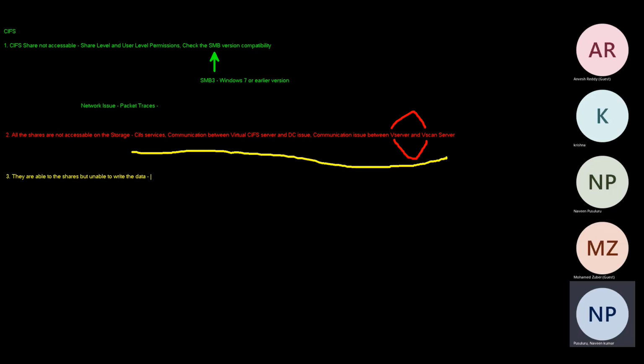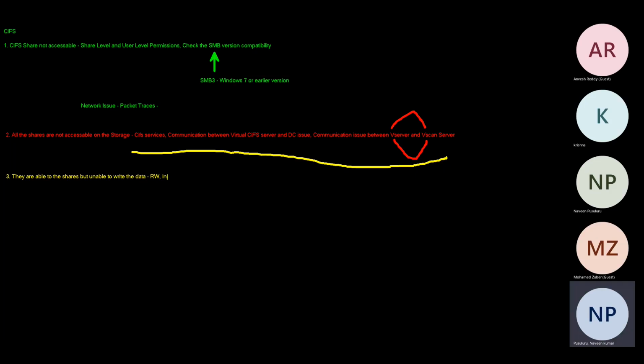First thing you need to check is whether you have read-write access to the share or whatever it is. Even for NFS, it is the same thing. You need to make sure that the particular user who is trying to write the data has read-write access to the share or not. Once you make sure that yes, he has read-write access, then the second thing you need to check is inodes.